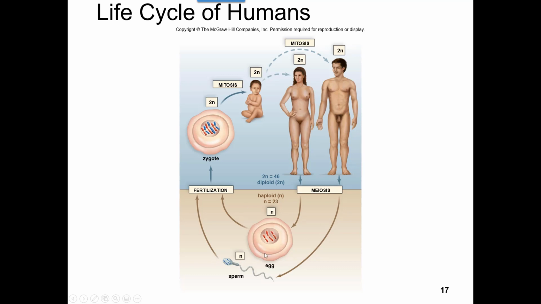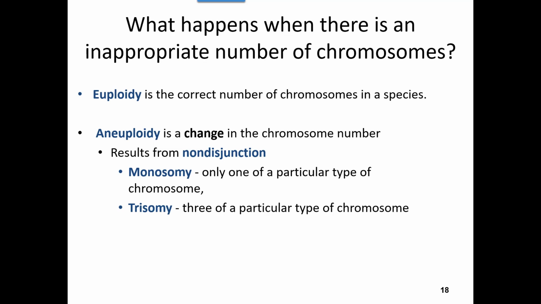and they have the full number, that 6, or in real life 46, and those cells then begin to divide through mitosis, so that every other cell after that is going to have that diploid number. But what happens if there is an inappropriate number of chromosomes? What if there's a mix-up somewhere in all of this alignment and dividing? So if the correct number of chromosomes in a species is present, we call it euploidy. However, if there's a change, we call it aneuploidy.